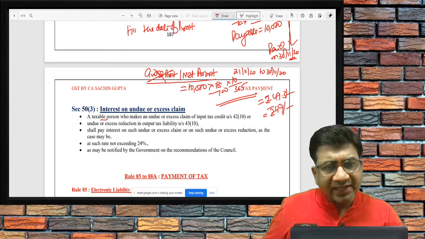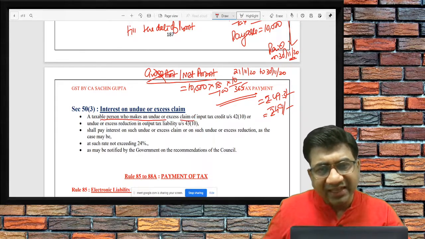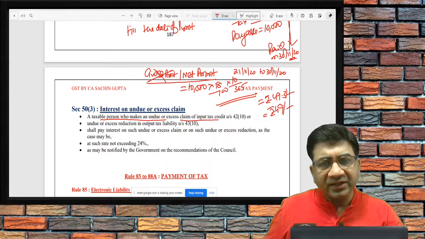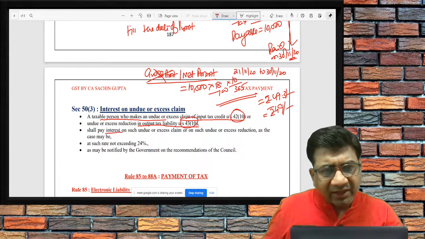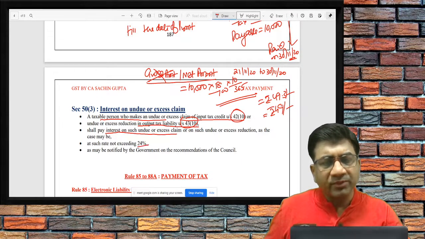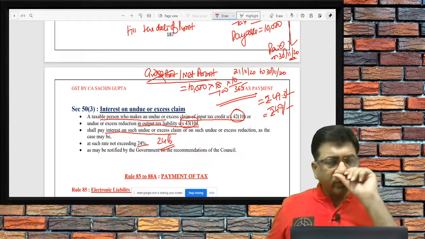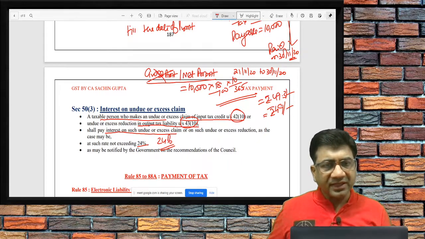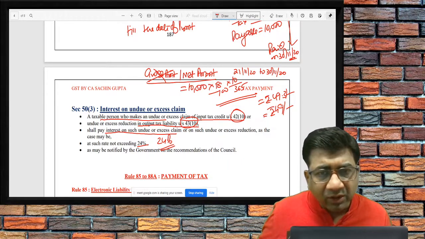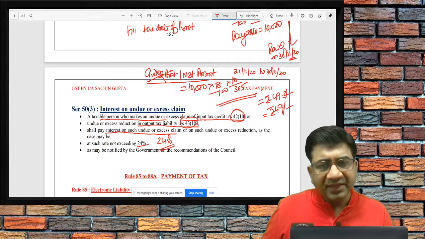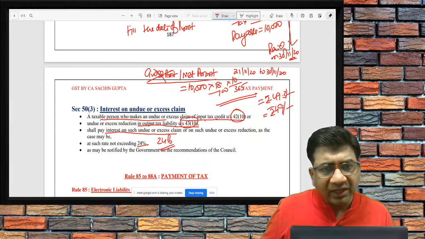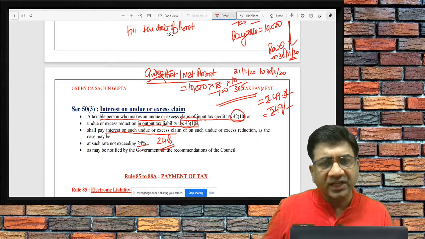Now, any taxable person who makes undue or excess claim of credit under 42(10), or undue or excess reduction in the output tax liability under 43(10), we'll study this, shall pay interest on such excess claim at the rate the government has notified, 24%. So when you are liable to pay, the taxable person, for undue or excess claim of input tax, you have claimed excess, then you need to give it back, or undue or excess reduction in the output tax liability.